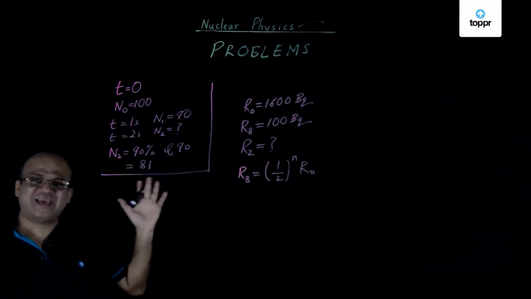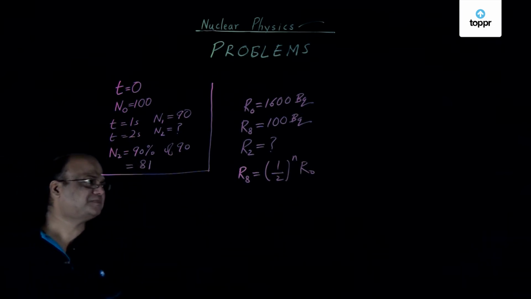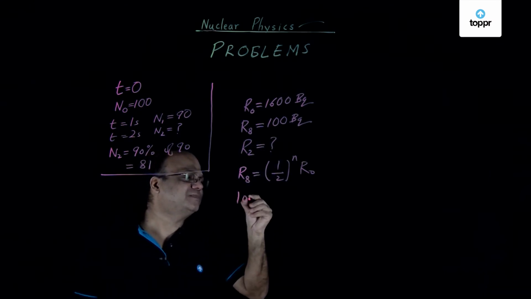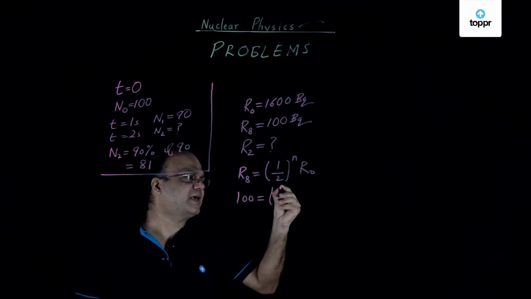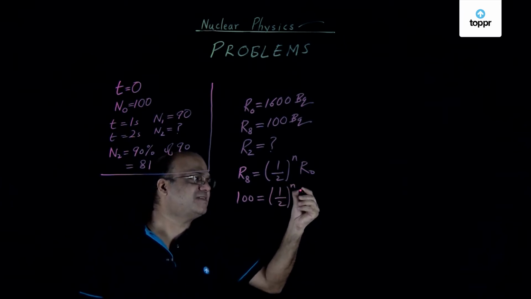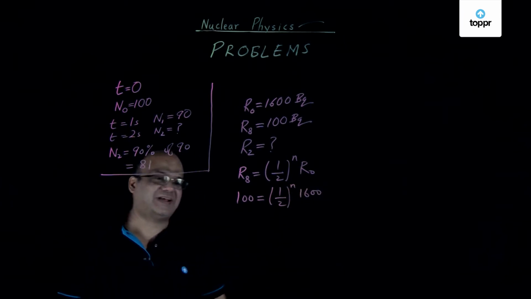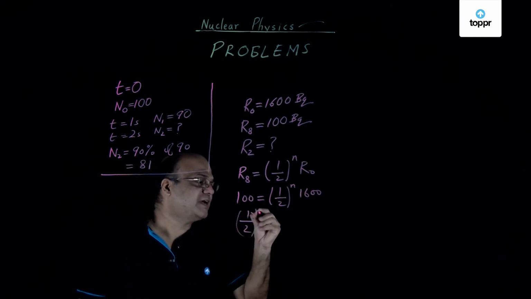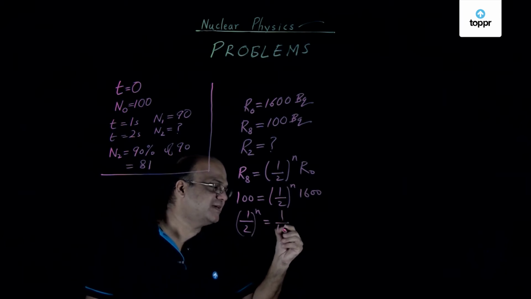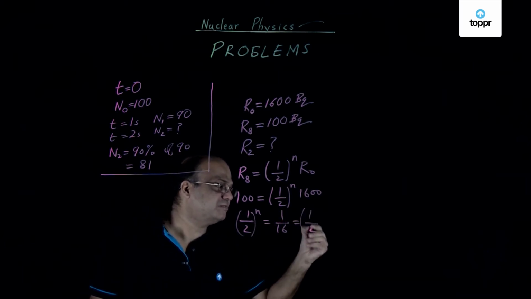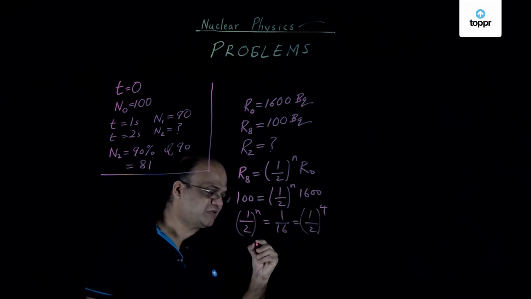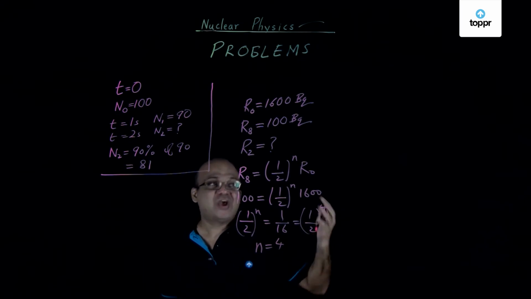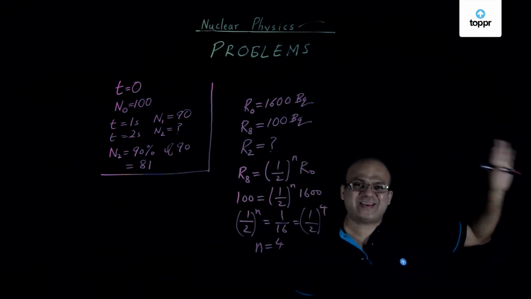Every half-life, the activity becomes half. Therefore, R8 is 100, half to the power n times R0, which is 1600, right? Therefore, half to the power n becomes 1 by 16. That is half to the power 4, right? So there are 4 half-lives in these 8 seconds. 4 half-lives is 8 seconds.